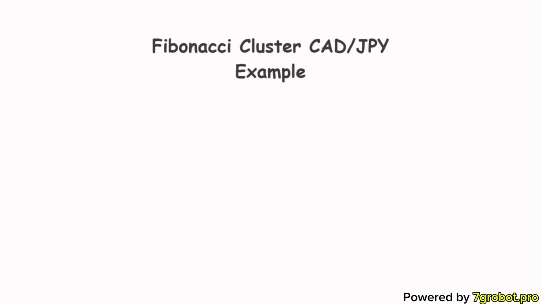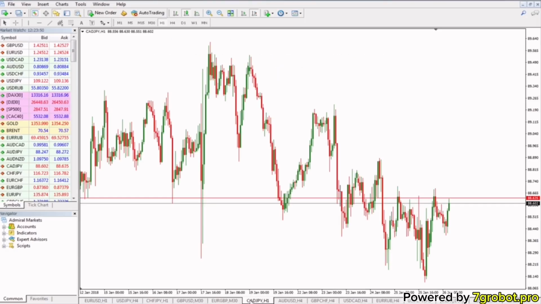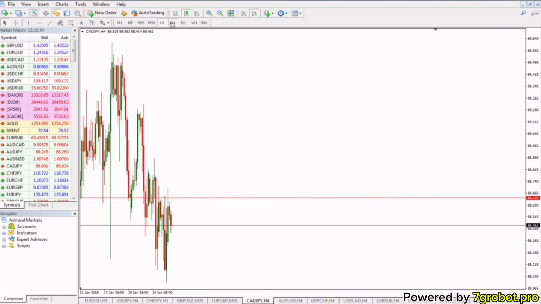Hello guys. In this lesson I want to show you the situations when we have two clusters on one currency pair. It's a normal situation and it happens often. Let's open the CAD-yen currency pair on the H4 time frame.